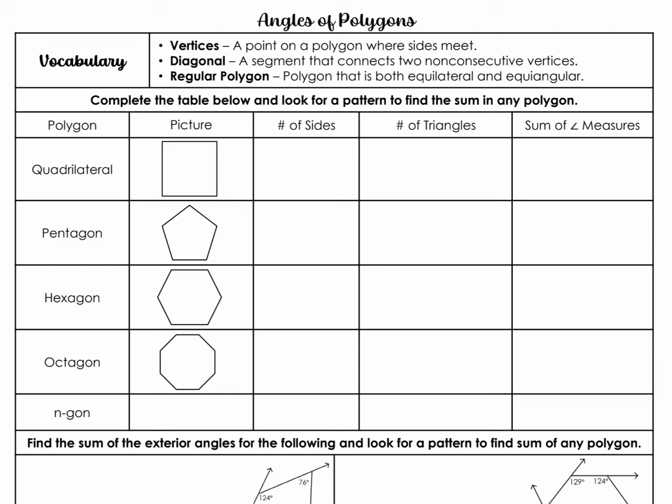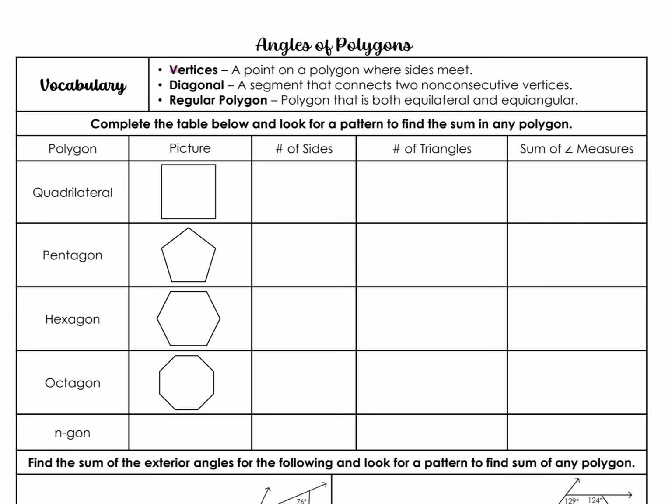In this lesson, we're going to go over angles of polygons. So we're going to talk about interior and exterior angles. And so we're going to start off with just a little bit of vocabulary. So going over some vocabulary we need to know, we have our vertices.